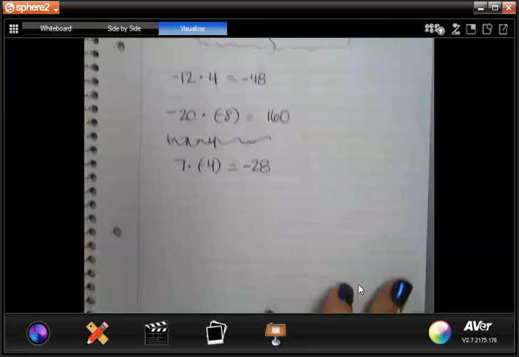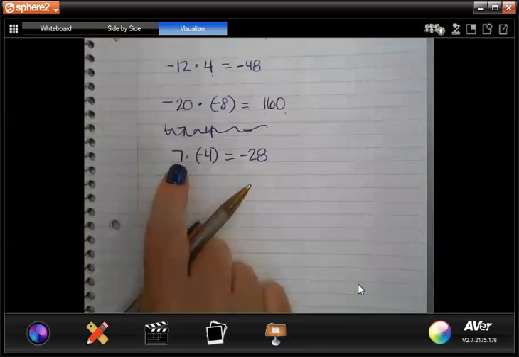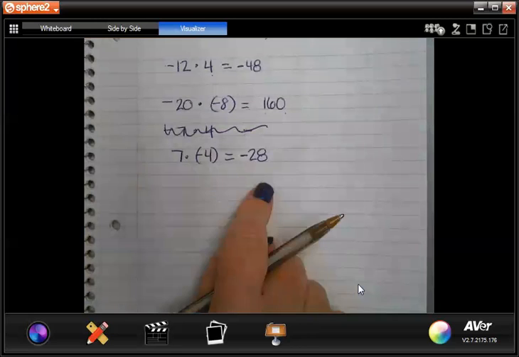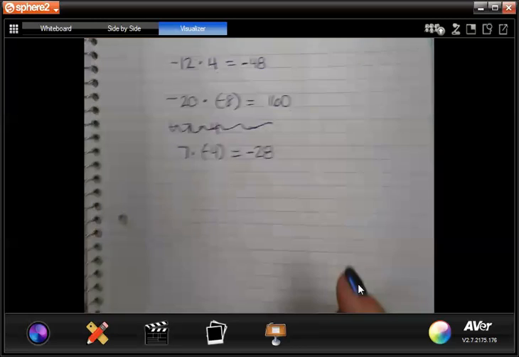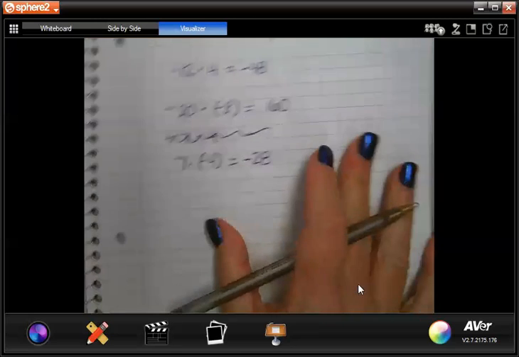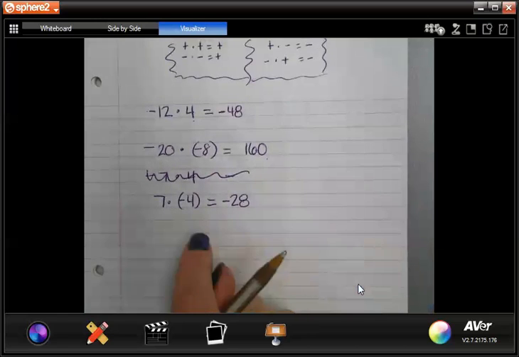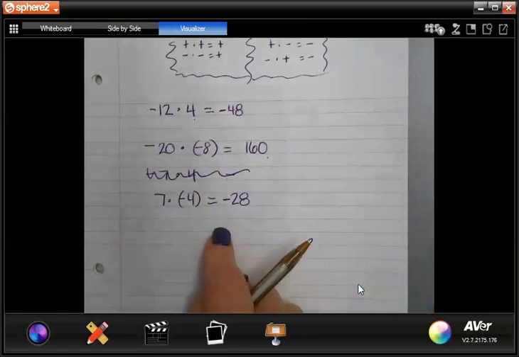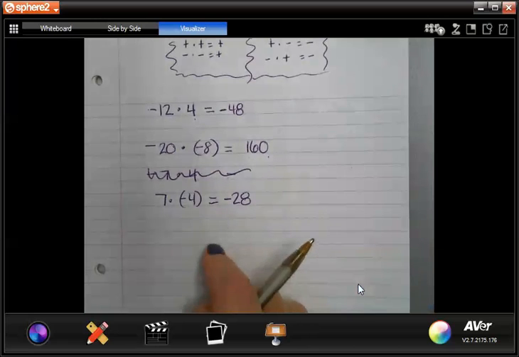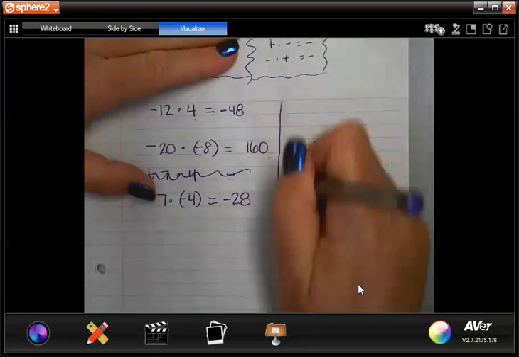But you would not believe how many people say, but Mrs. Parkin, your larger number is positive, so that must mean it's positive. No. That would be great if I was adding, but I'm not adding, people. I'm multiplying. Same rules apply for division.